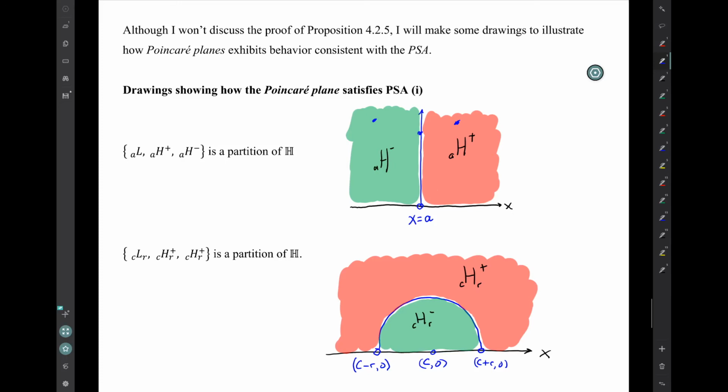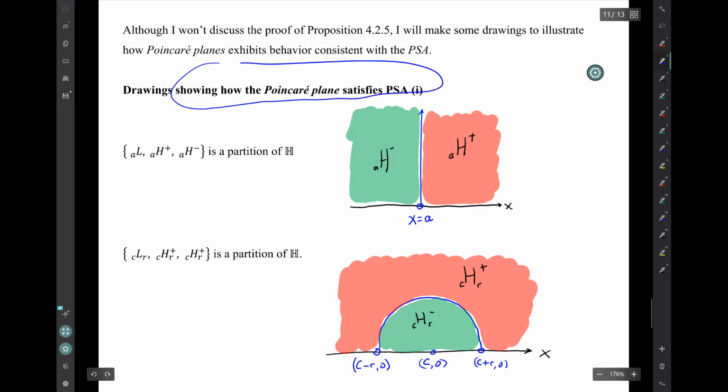Same thing for these type 2 half planes down below. If you drop a point anywhere in the Poincaré half-plane, say there, or there, or there, it's going to land in one or the other of those half-planes or on the line itself. So these drawings are not a proof, they're just simply an illustration showing how the Poincaré plane does satisfy PSA I.